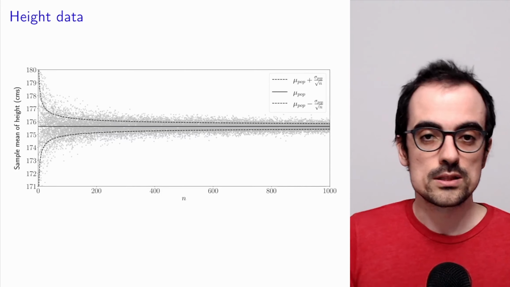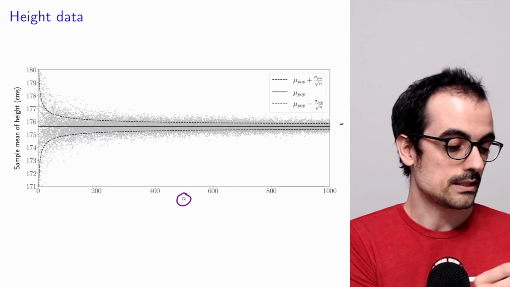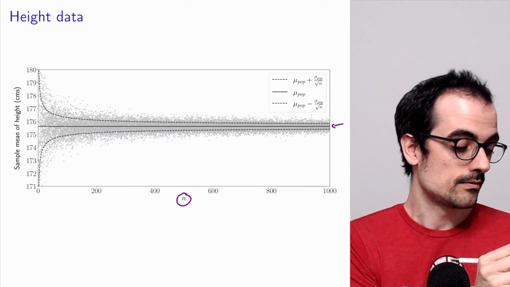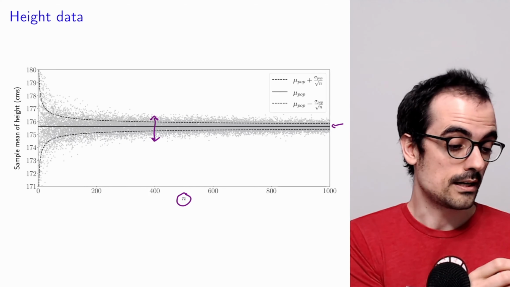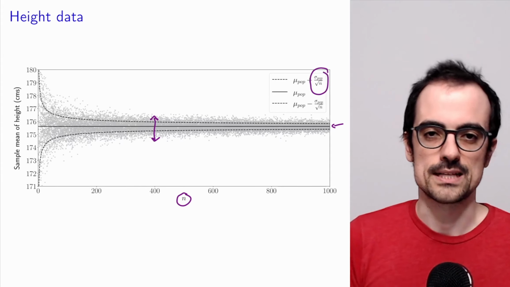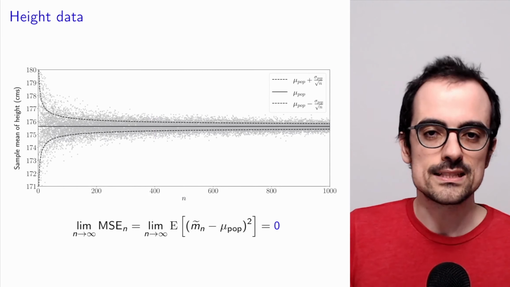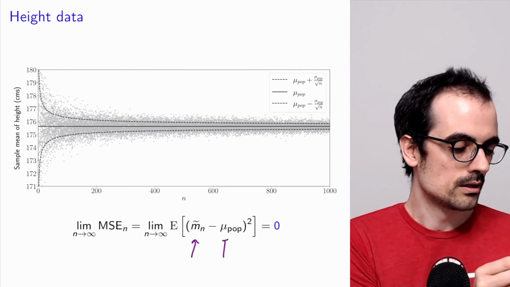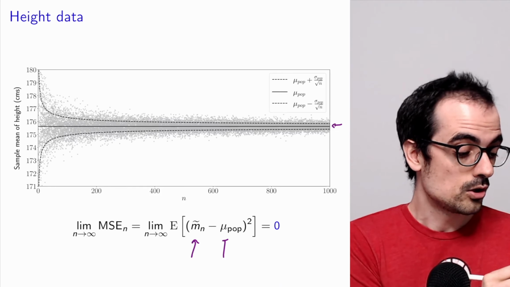We can now plot a lot of sample means for different n's with respect to the population mean, which is this line here. And what we see is that indeed the spread for each n decreases with square root of n, in particular with the population standard deviation divided by square root of n. This implies in particular that if we look at the mean squared error between the sample mean and the true population mean, it goes to 0 as n goes to infinity.